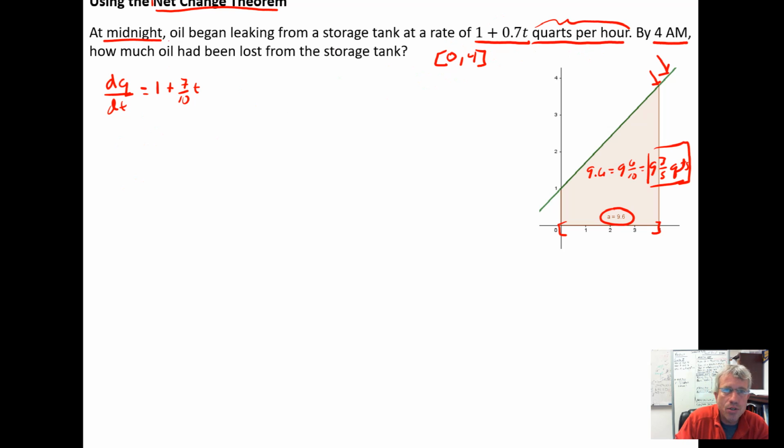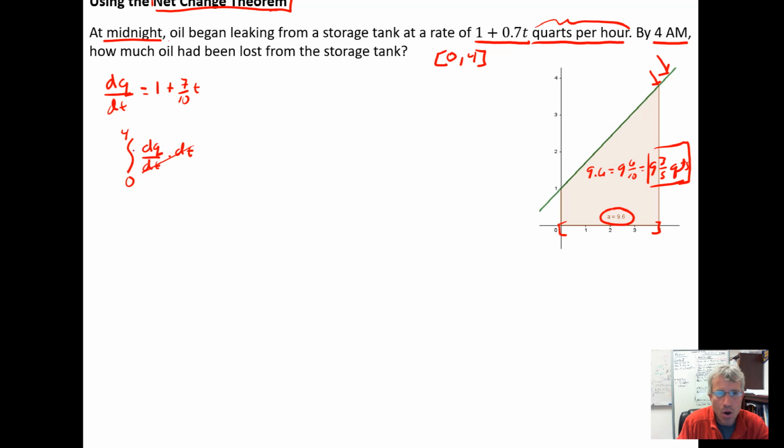So the net change theorem tells me that if I want to know how much change occurred, or if I want to aggregate or total all of the change that happened over a given time interval, I'm going to integrate over that time interval. So I'm going to integrate from 0 to 4. And it says integrate your rate of change. My rate of change is dq/dt, change in quarts over change in time. And of course I need to multiply that by dt, or change in time, to get change in quarts.